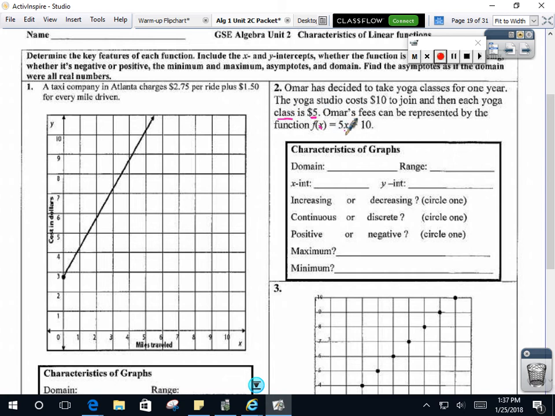The 5x is $5 per class. So wouldn't that mean the x is for class? And then the $10 is the fee to join. Okay, so remember, domain is all about x values, which in this case are classes. So what would the domain start at?